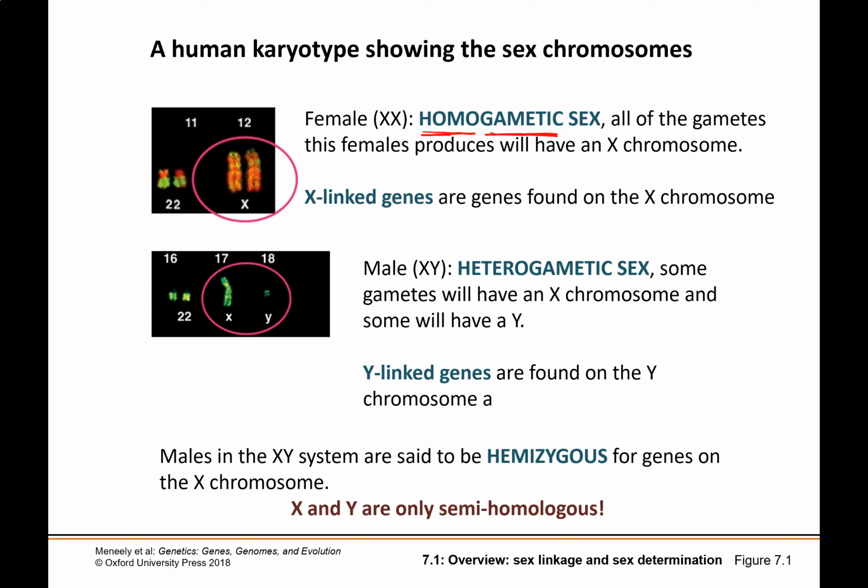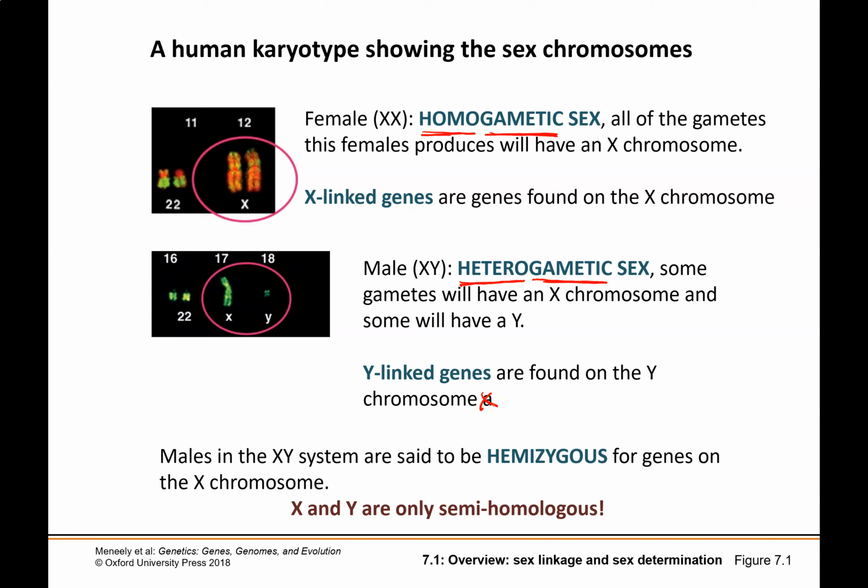And then males have two different sex chromosomes, so we call them the heterogametic sex, meaning just simply that they have two different chromosomes. We'll see later that sometimes this is flipped. Sometimes in other species, males are the homogametic and females are the heterogametic. It just depends on the species. Any genes that are found on the Y chromosome are called Y-linked genes.